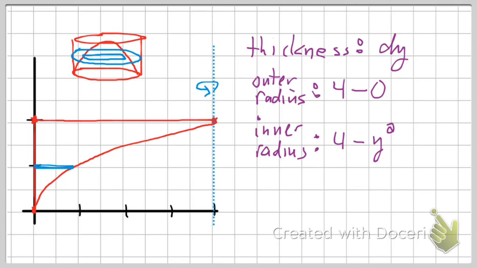Four minus y squared. Right? So if this is my inner radius, it's still big minus little, which horizontally means right minus left: 4 minus y squared. Is everybody okay with that? Is everybody all right?